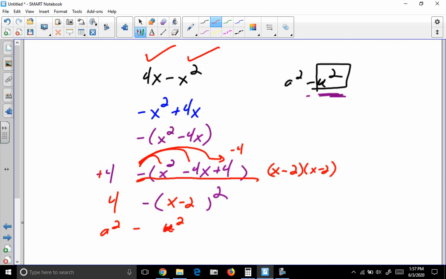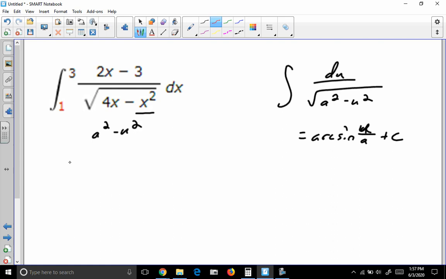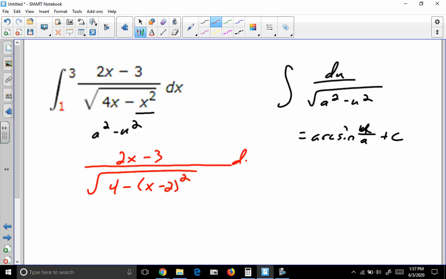So we're going to rewrite this under the radical as 4 minus x minus 2 squared. And then we have 2x minus 3 dx integrating from 1 to 3. So we have part of our problem fixed. We have an a squared and a u squared.